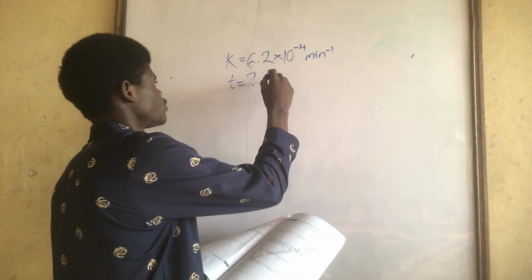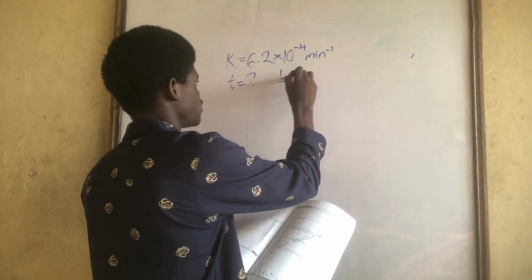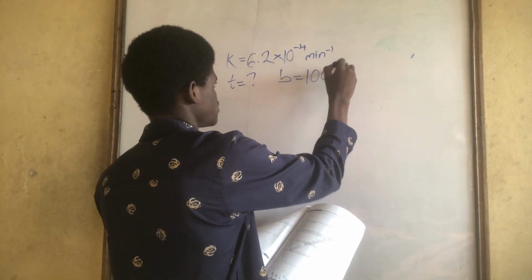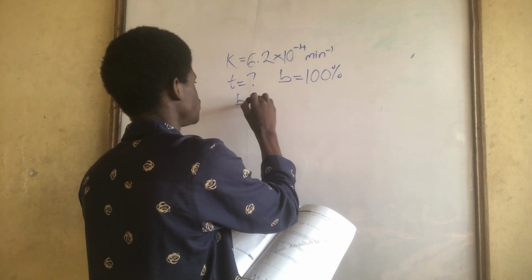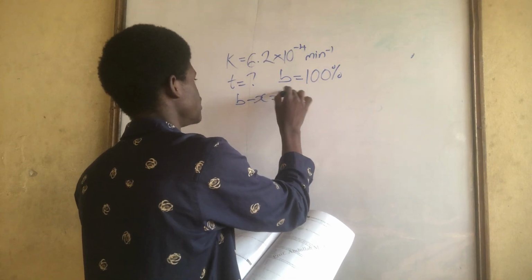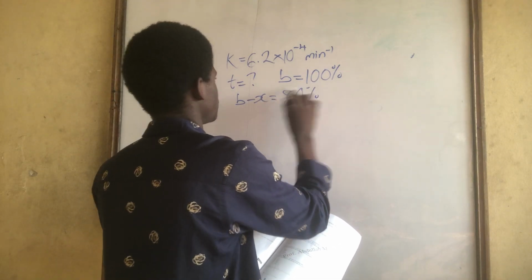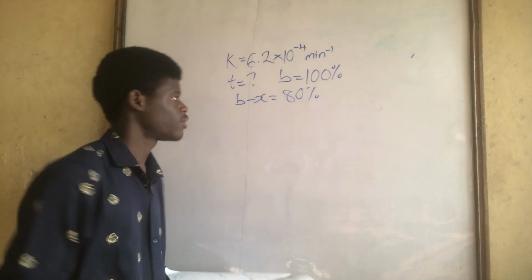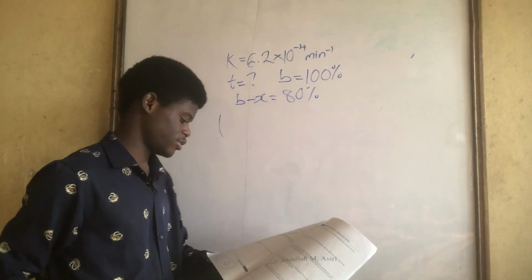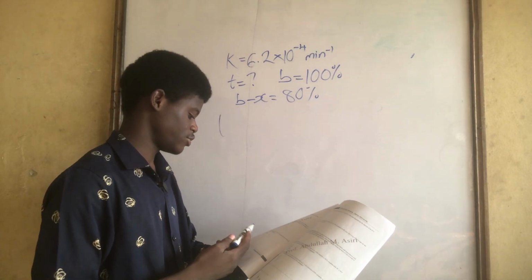Since 20% has been isomerized, the initial concentration is always 100%. The final concentration, since 20% has isomerized, the remaining will be 80%, right? And they're asking us for time. So we'll still use our normal first order formula, since it's first order. Right? Did they mention that it's a first order reaction?